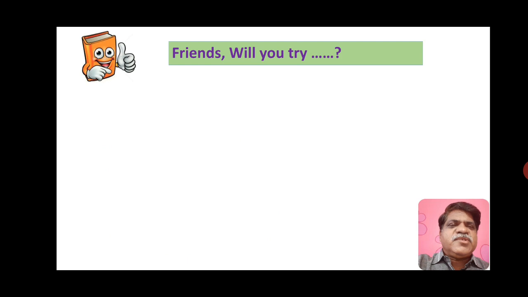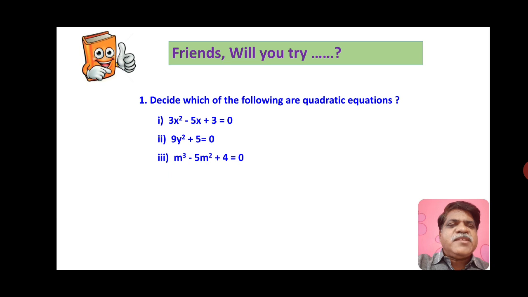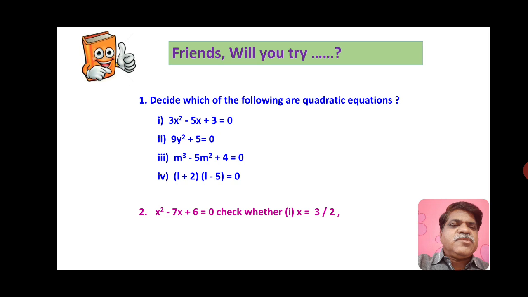So, would you try this? Decide which of the following are quadratic equations. First is 3x square minus 5x plus 3 is equal to 0. 9y square plus 5 is equal to 0. M cube minus 5m square plus 4 is equal to 0. Bracket L plus 2, another bracket L minus 5 is equal to 0. X square minus 7x plus 6 is equal to 0. Check whether x is equal to 3 by 2 and x is equal to minus 2 are the solutions of the given equations or not.